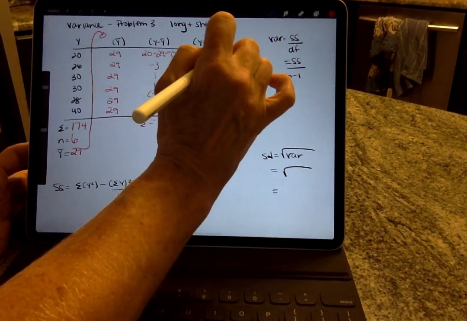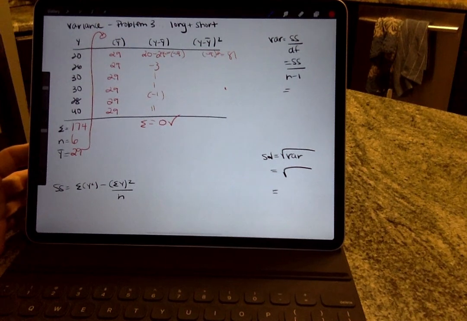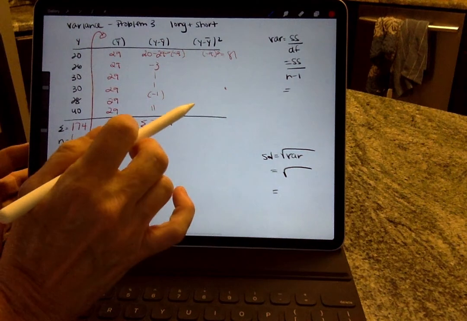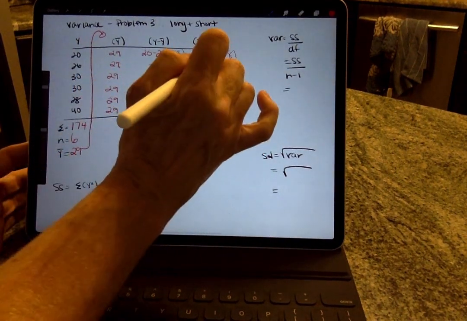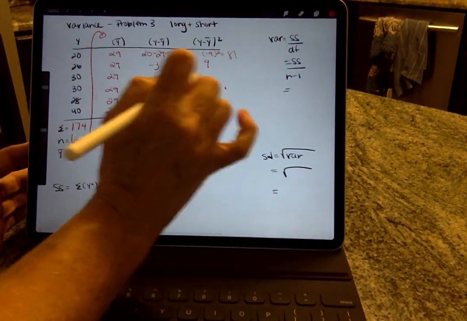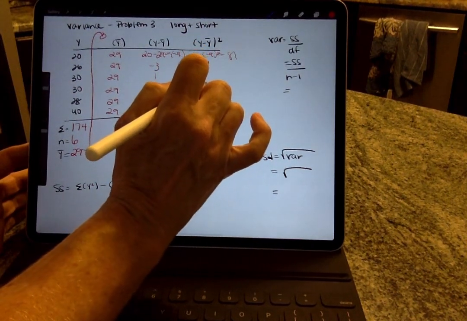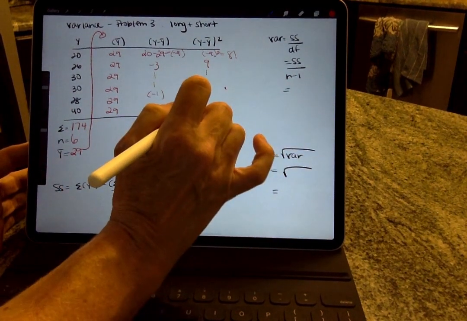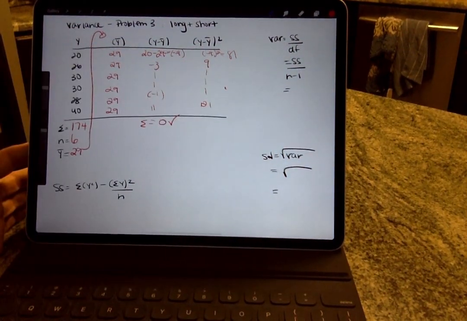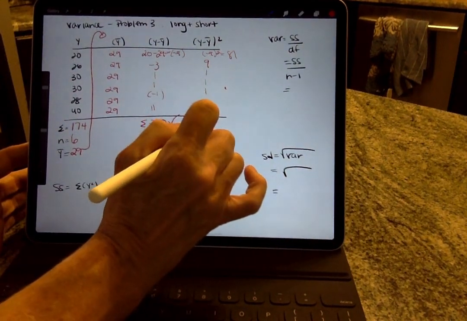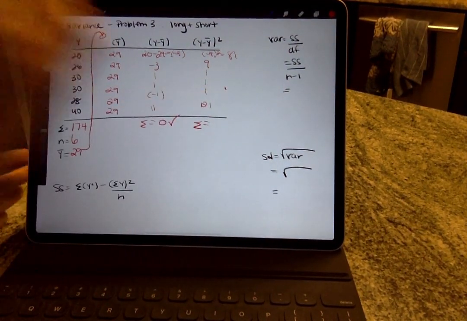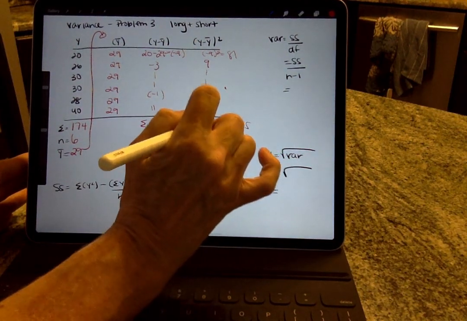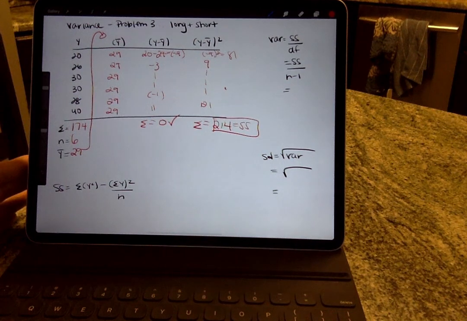-9 squared is +81. Remember, any number squared is positive, so you should not be transferring any negative numbers over there. -3 squared is +9. 1 squared is 1. 1 squared is 1. -1 squared is +1. And 11 squared is 121. So when we add up all the numbers in that column, we get 214, which is our sum of squares.